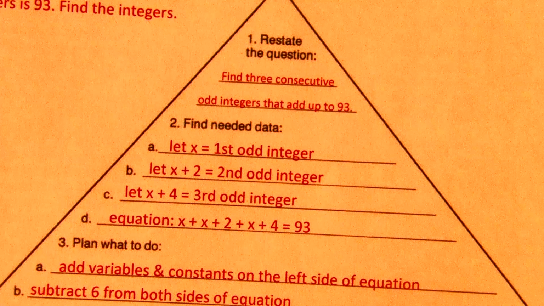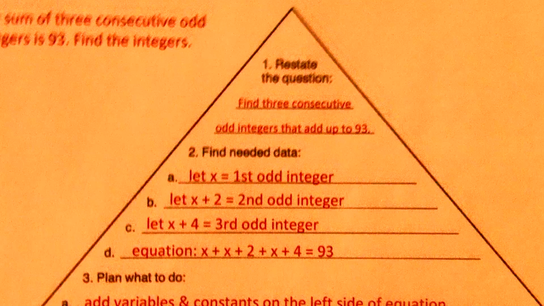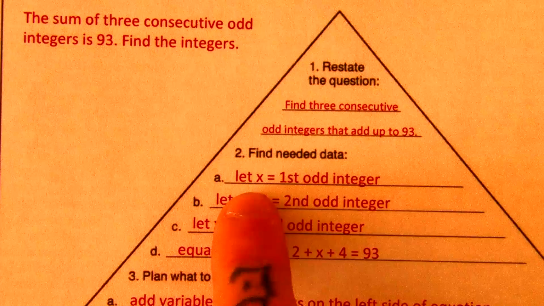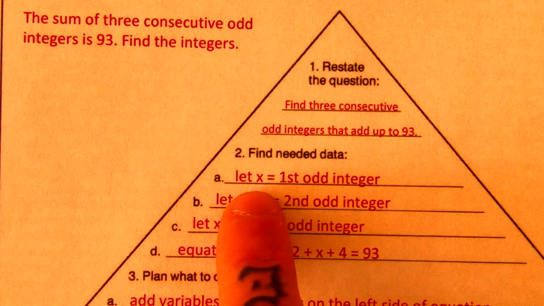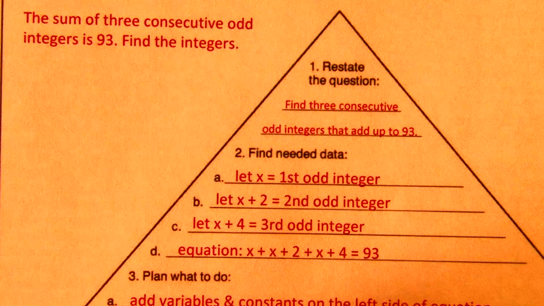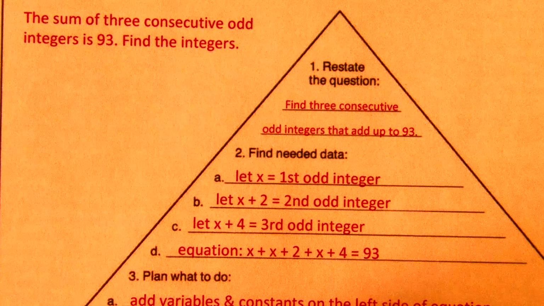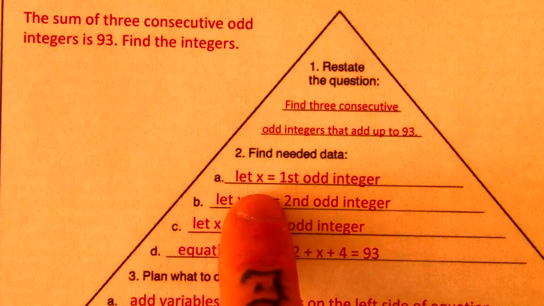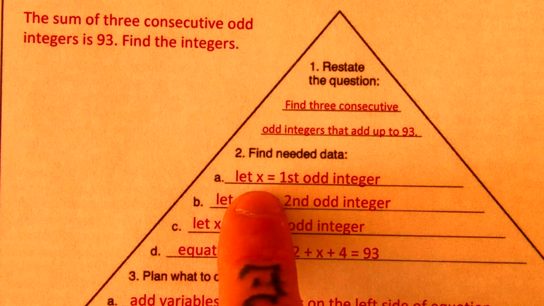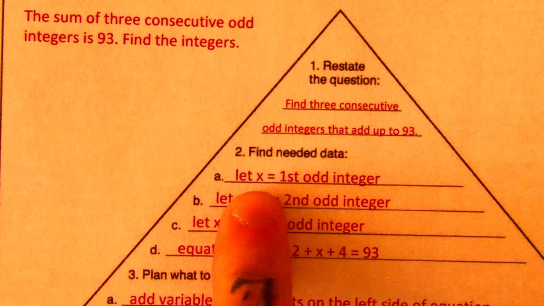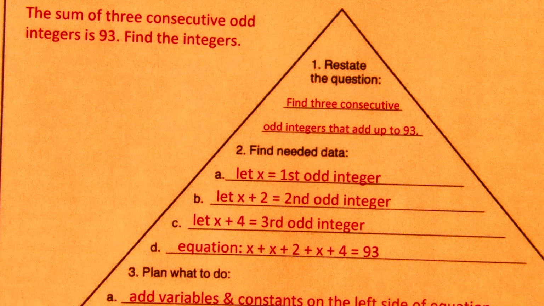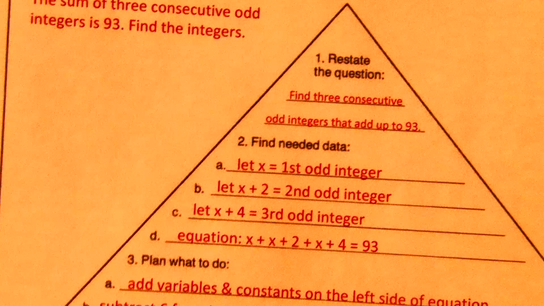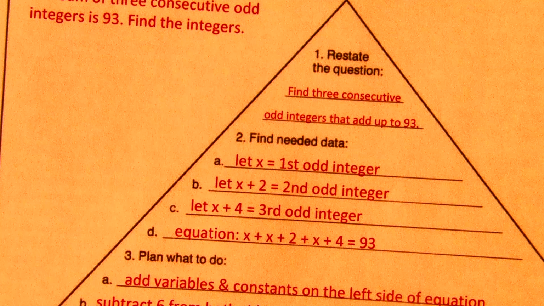But how do I take that and how do I solve given the stipulation that they have to add up to 93? So in algebra, one of the things that we talk about is being able to assign variables to pretty much anything. So by working together, students should be able to figure out, well, if I make my lowest consecutive odd integer the value of x, I can go from there and assign values for the other integers as well.